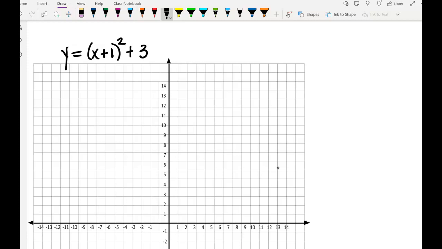All right, let's hold them up. I need to see everybody's board. All right, we've got a mixture. I've got some that say it's positive 1, 3, and some that say it's negative 1, 3. If it's inside the parentheses and it's positive, which way does it shift? To the left, so that means it had to be a negative. So my vertex here should have been negative 1, 3.